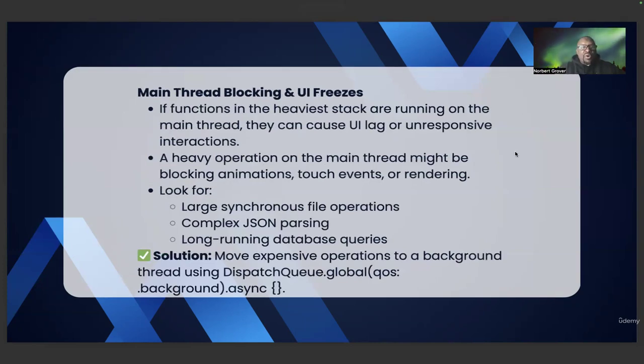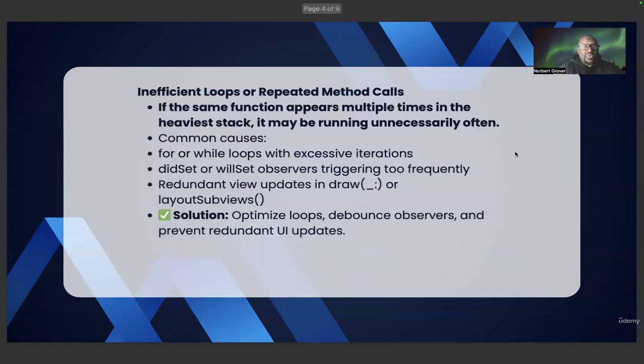Main thread blockages and UI freezes. If functions in the heaviest stack are running on the main thread, they can cause UI lag or unresponsive interactions. Heavy operations on the main thread might be blocking animations, touch events, or rendering. Large synchronous file operations, complex JSON parsing, long-running database queries. Solution: move expensive operations to a background thread using DispatchQueue, quality of service background, async. Okay?